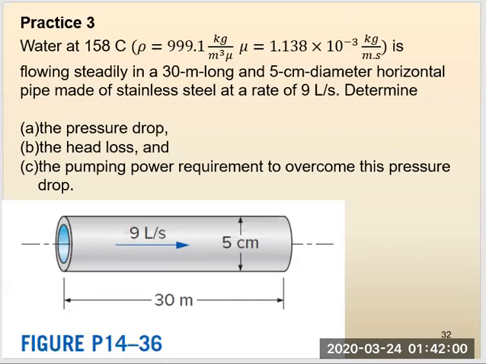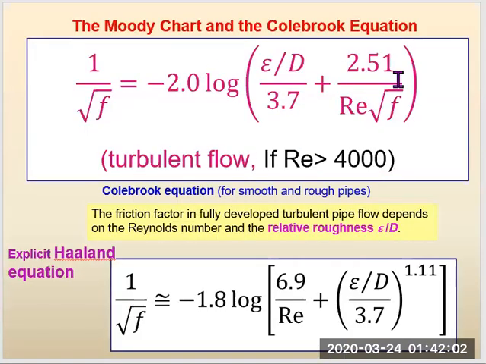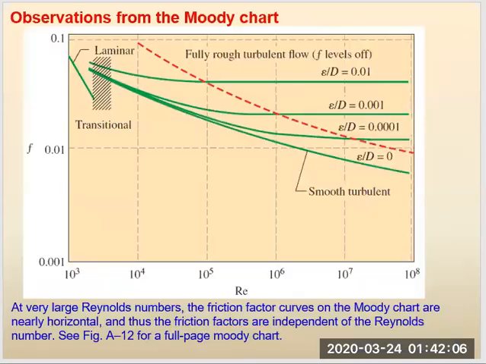So the question here is where these equations are coming from. These equations are basically coming from the Moody chart or Moody diagram. This is a simplified form of the Moody diagram. The Moody diagram has different regimes, different parts: laminar flow, transitional flow, turbulent flow, and fully rough turbulent flow.